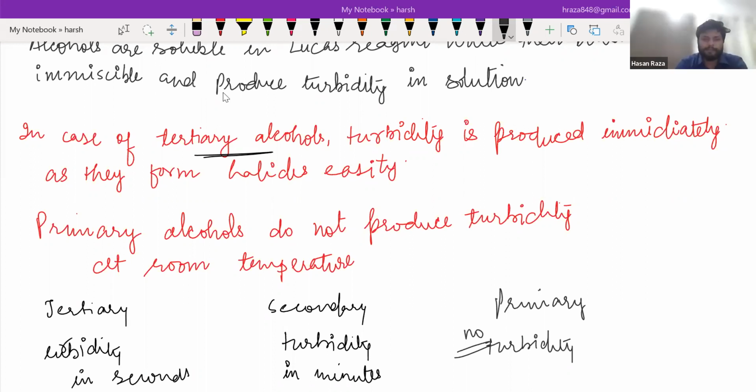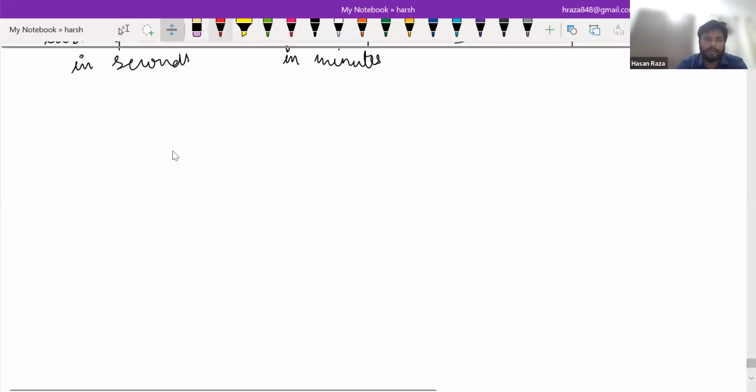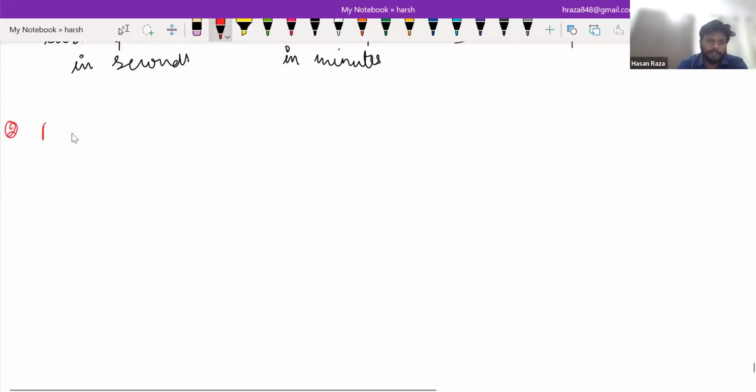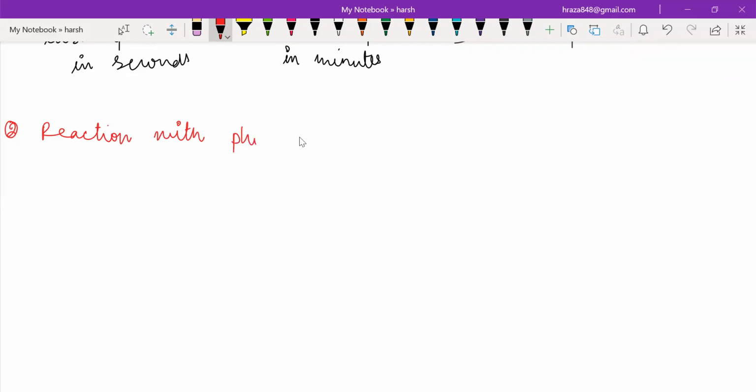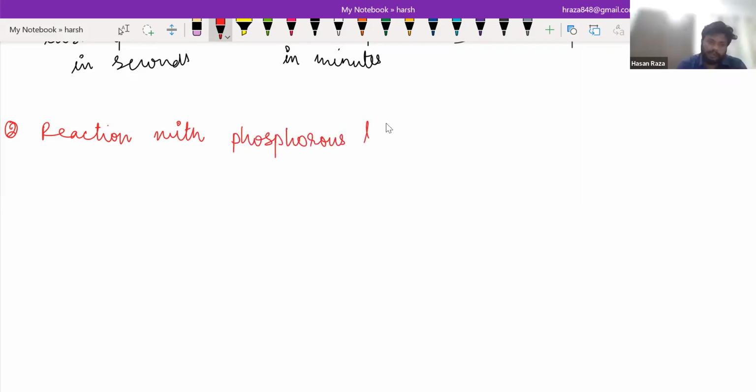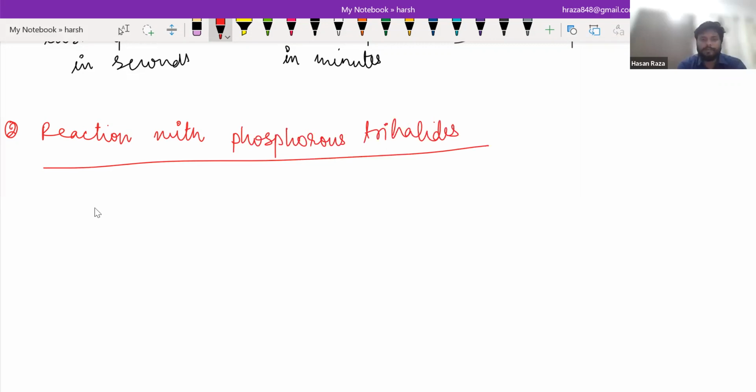Very good. Now see the next chemical property, CO bond cleavage. We have also studied this in the previous class. That's why I told you, if you make one chapter strong in organic, it will be helpful for other chapters also. Reaction with phosphorus trihalides. If you remember, can you write the product about this PX3? Write the product.